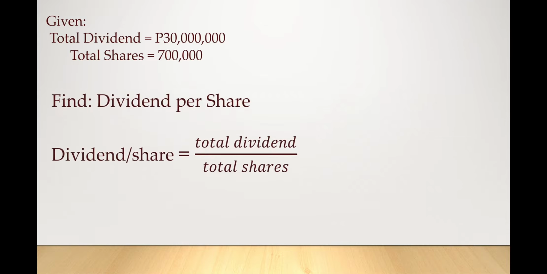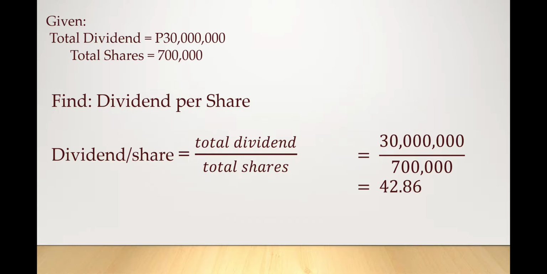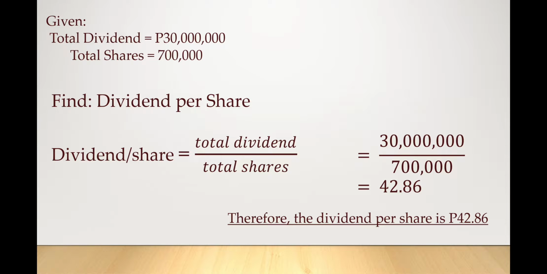Given, we have the total dividend is 30 million pesos, total shares is 700,000. To find the dividend per share, we're going to divide total dividend by total shares, wherein the total dividend is 30 million and the total shares is 700,000, which is equal to 42.86. Therefore, the dividend per share is 42 pesos and 86 centavos. So you're going to multiply that to the number of your shares.